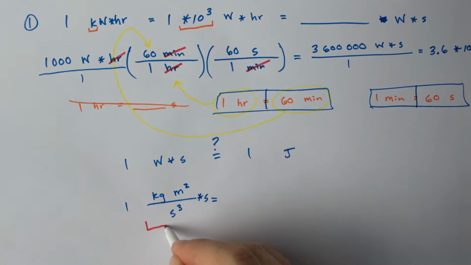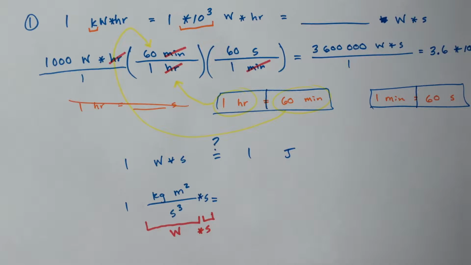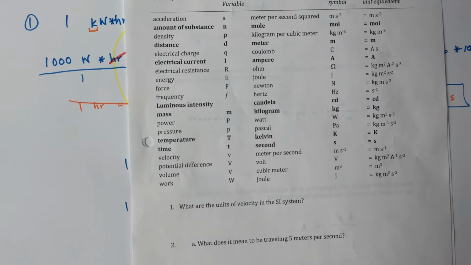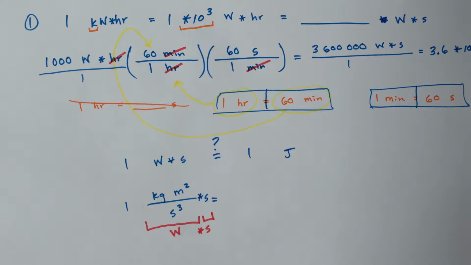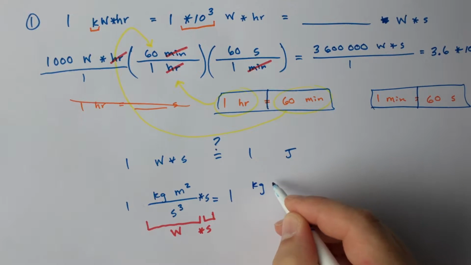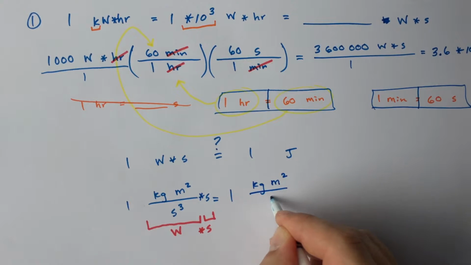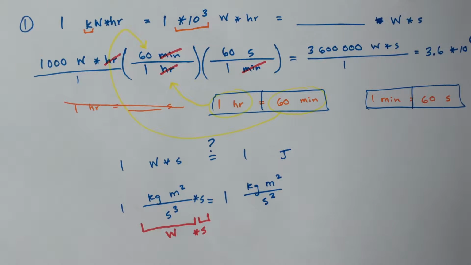Because this is what a watt is equal to, and this is what a second is. So that's a watt times a second. Now we have to look up what a joule is. Well, a joule is equal to a kilogram meter squared per second squared. So 1 joule is equal to 1 kilogram meter squared per second squared. And maybe now we can see that this is going to work out.